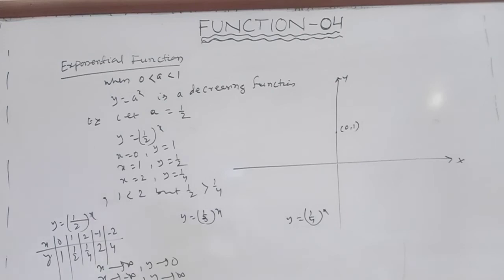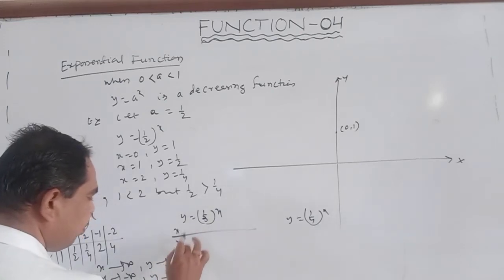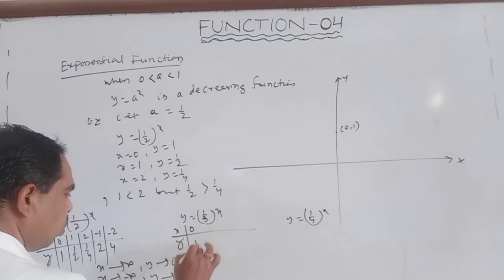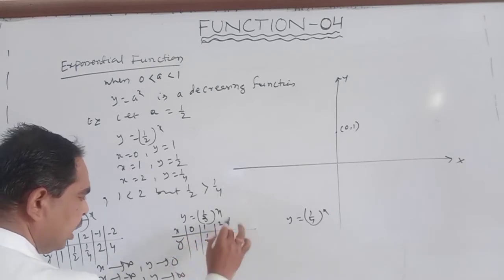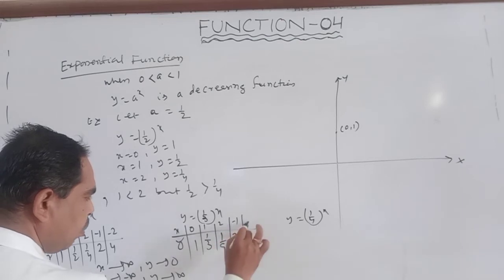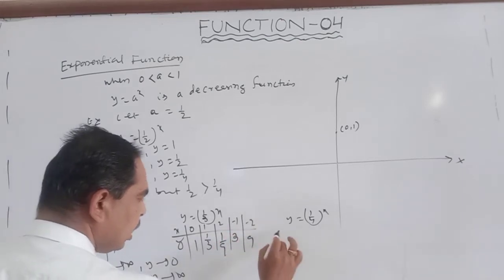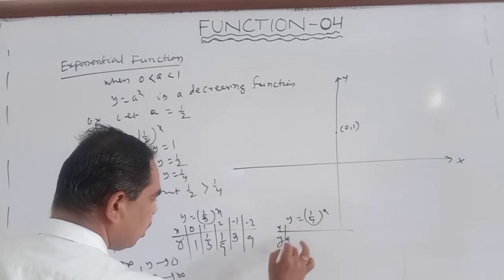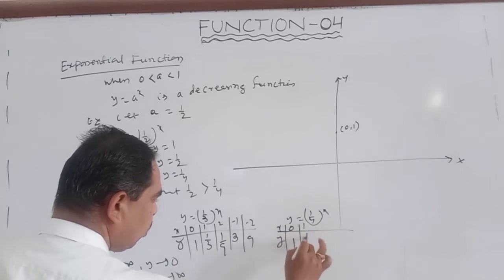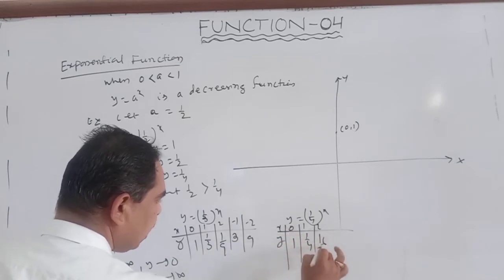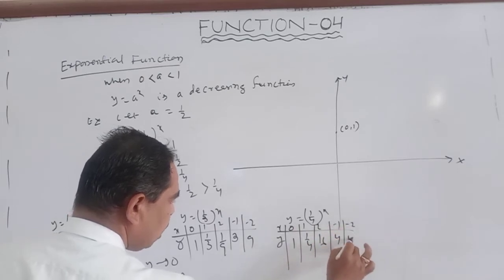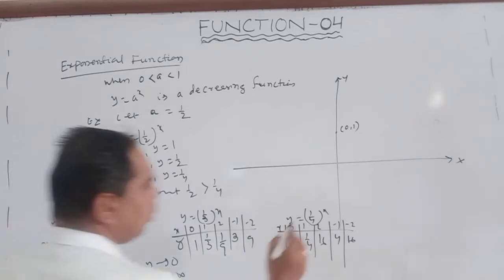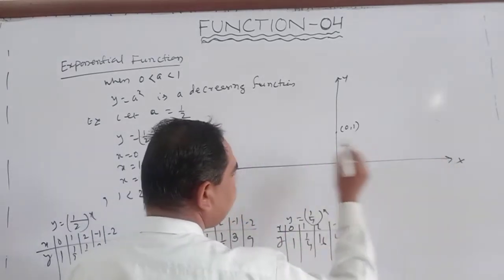Okay, so this is the table. 0, 1, 1 by 3, 2, 1 by 9, minus 1, 3, minus 2, 9. 0, 1, 1 by 4, 2, 1 by 16, minus 1, 4, minus 2, 16. See, this type.